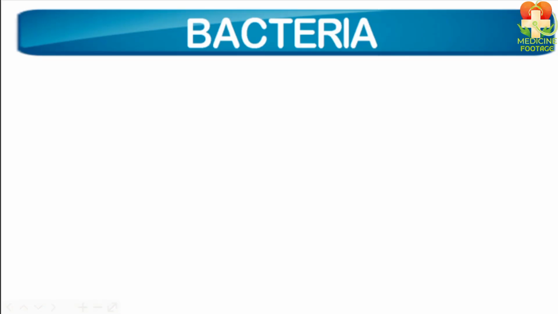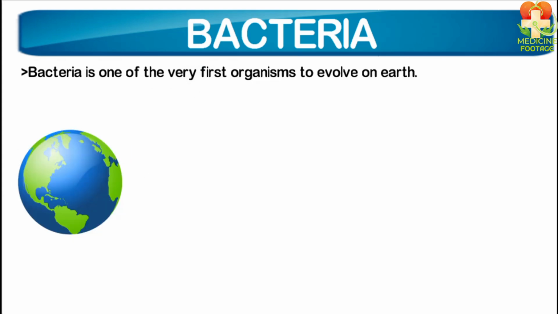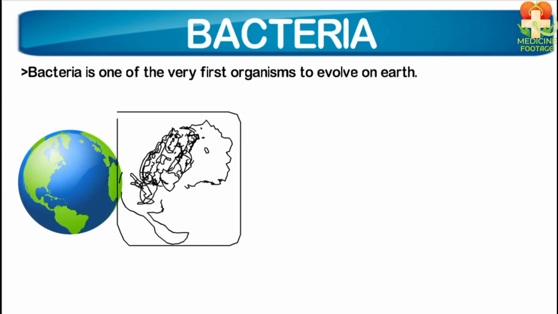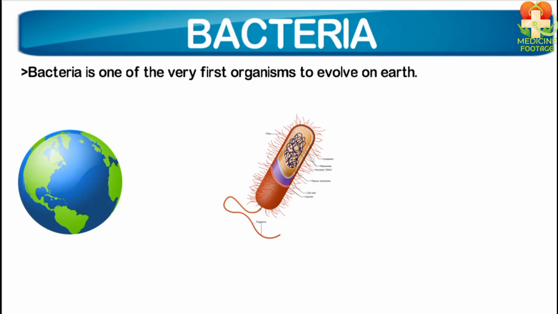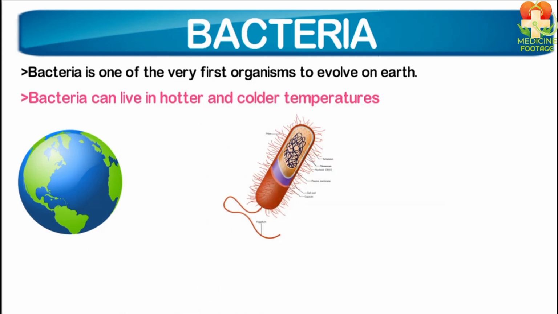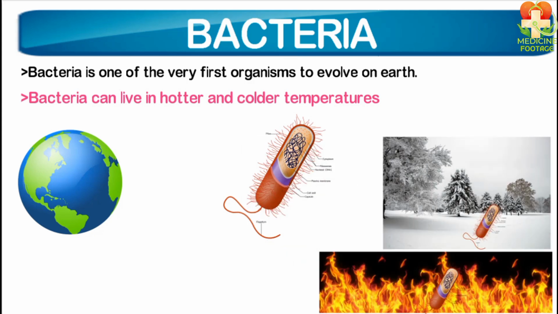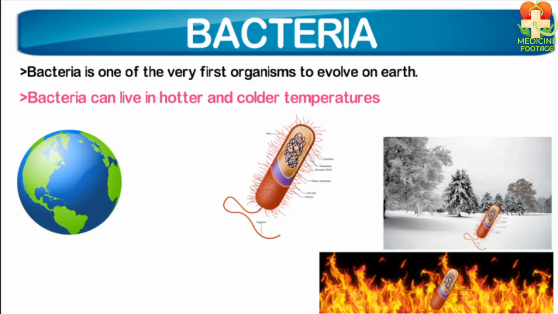Today, we are going to learn about bacteria, one of the earliest living organisms on Earth. Bacteria are organisms that can survive in any type of environment, whether it is very cold temperatures or very hot temperatures. They can survive in any type of environment.